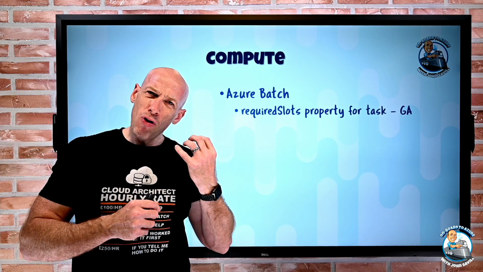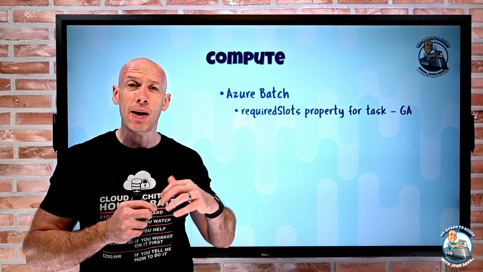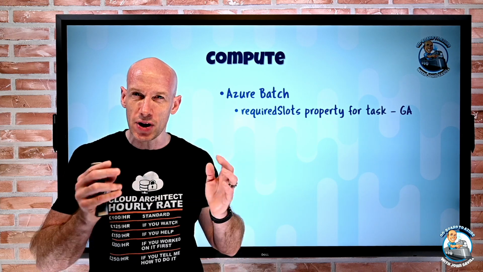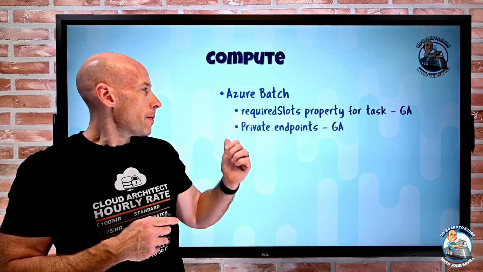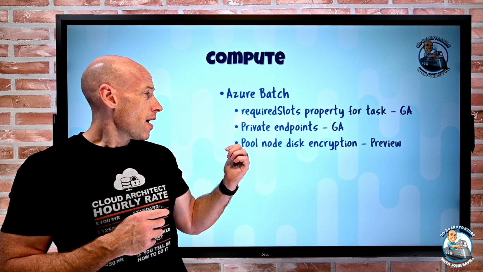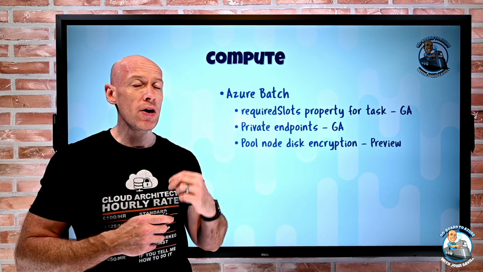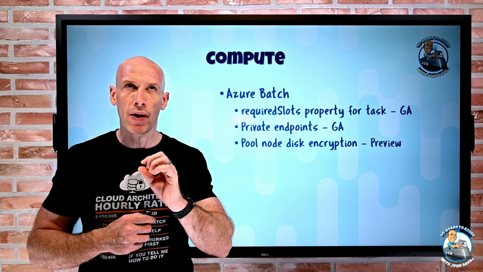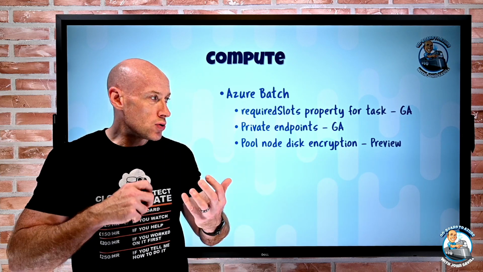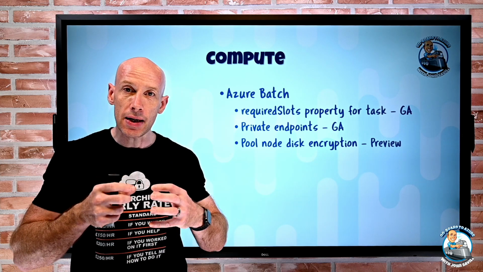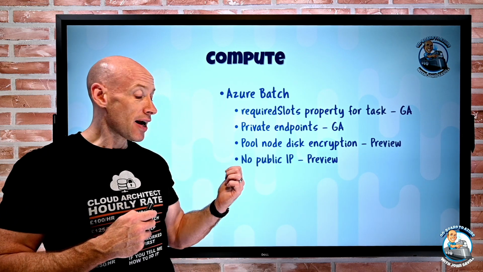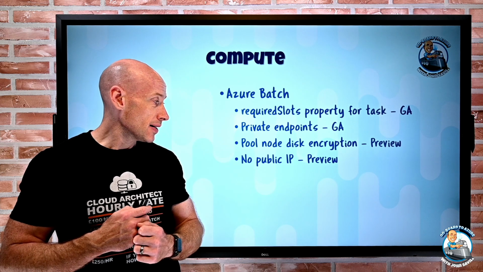And the slot properties that I can define on the nodes is really based on the number of virtual cores it has. So it can be up to 4 times the number of cores or 256, whichever is smaller. Now we've got private endpoints for Azure Batch as well. There is now a pool node disk encryption option in preview. So this can apply to kind of both the OS disk and the temporary disk. So I can use this for just a complete encryption of the OS instances that make up my Azure Batch environment. And I can also turn off public IP.